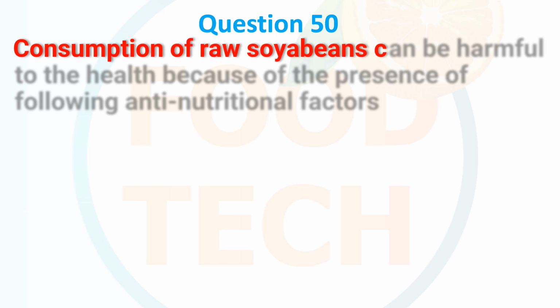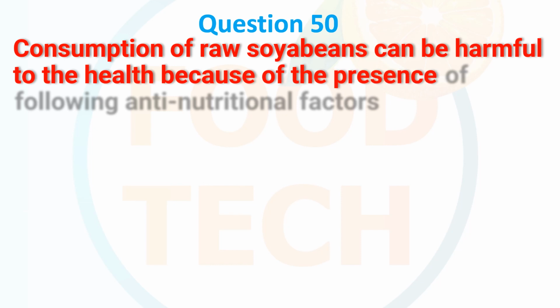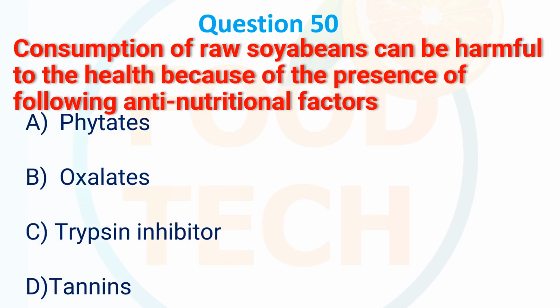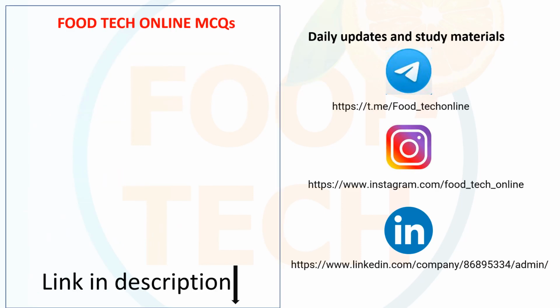Consumption of raw soybean can be harmful to health because of the presence of which of the following anti-nutritional factors? A. Phytase, B. Oxalate, C. Trypsin inhibitor, D. Tannin. The answer is C. Trypsin inhibitor.